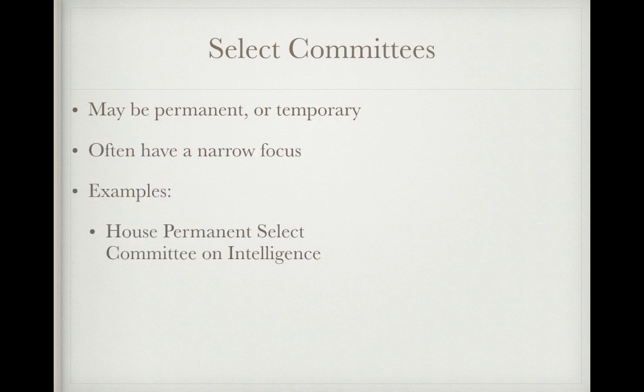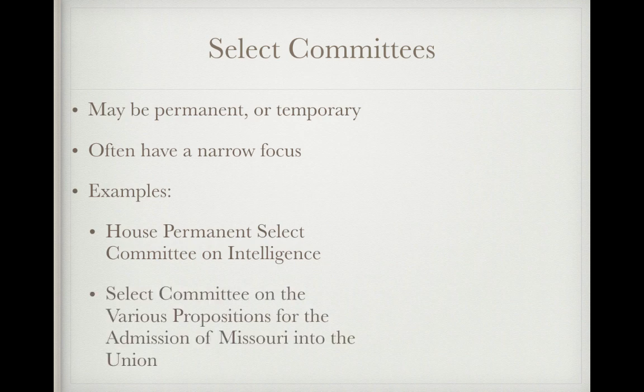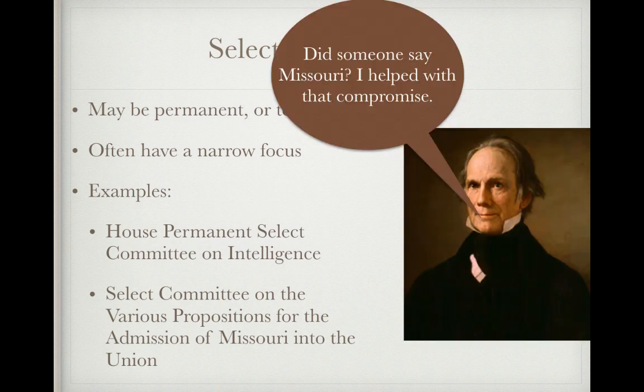That's me. Now, select committees may be permanent or they may be temporary. It depends. They often have a narrow focus. Some examples include the House Permanent Select Committee on Intelligence. So this Intelligence Committee is very, very important. And there was a famous one in 1820 called the Select Committee on the Various Propositions for the Admission of Missouri into the Union. And Henry Clay is like, yo, did somebody say Missouri? I helped with that compromise. That was one of his 3 compromises. That was an example of a select committee.